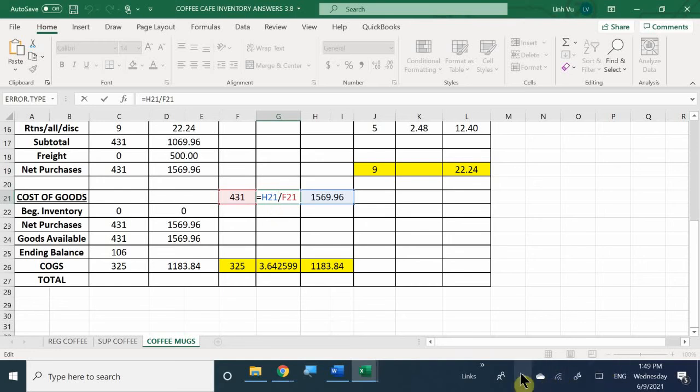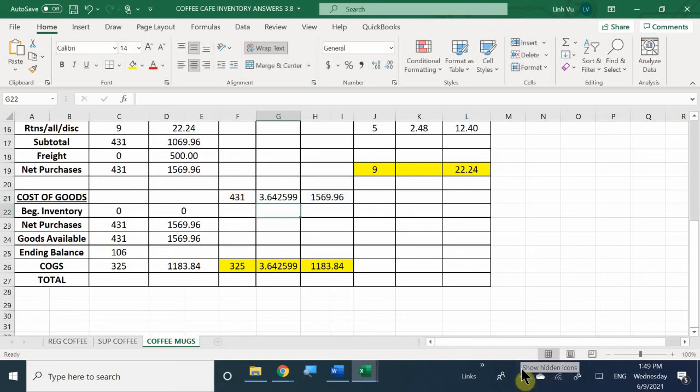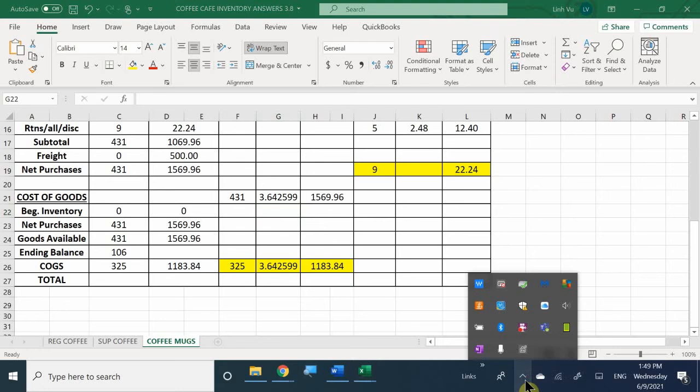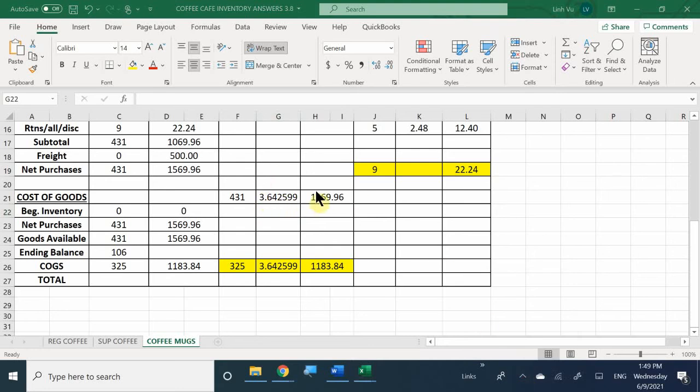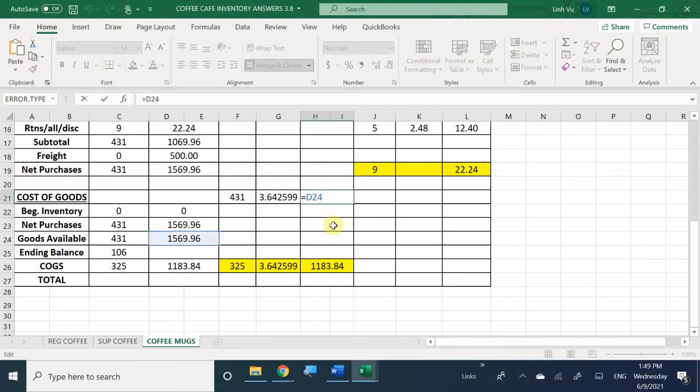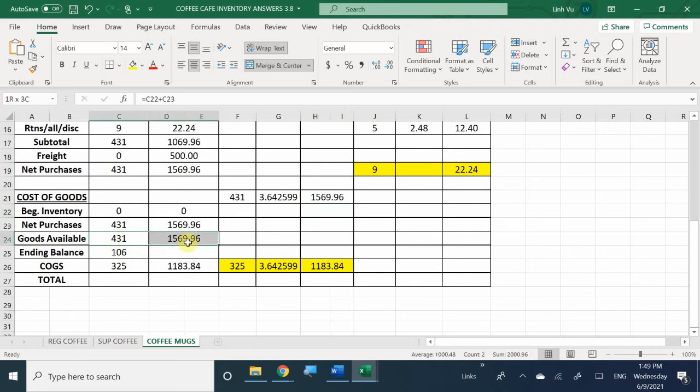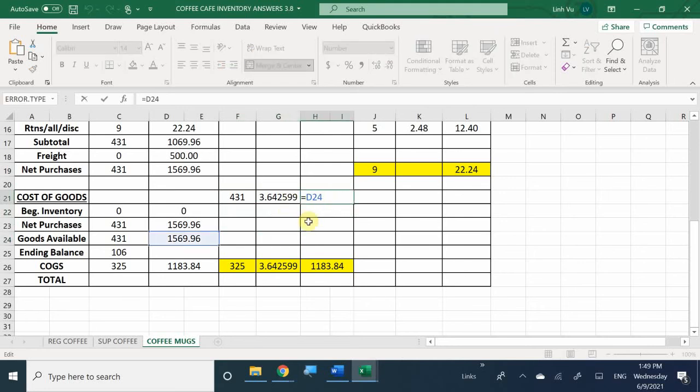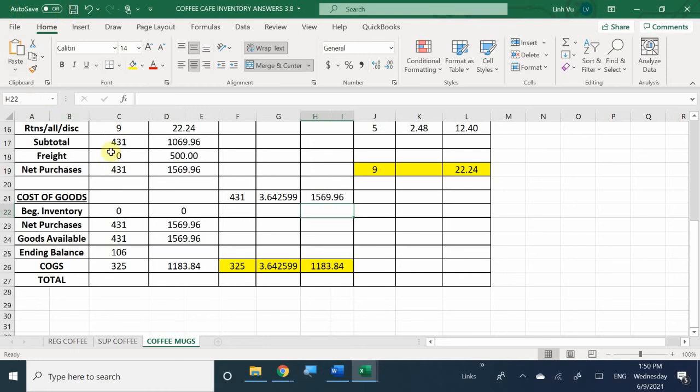Now, can you hit enter? That's not what I'm getting. It's 430. Which one is it that's... We're just taking our goods available. I just transferred them over here. So your goods available was calculated above here and brought down here.